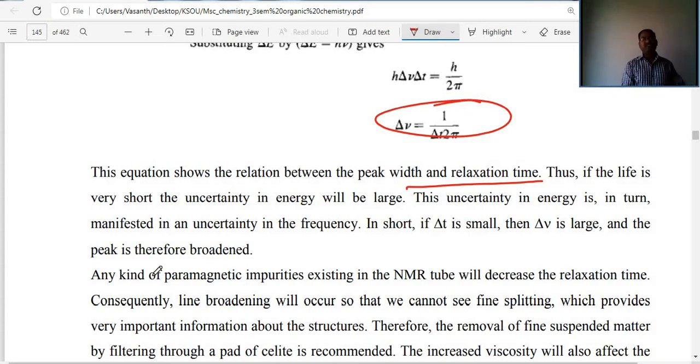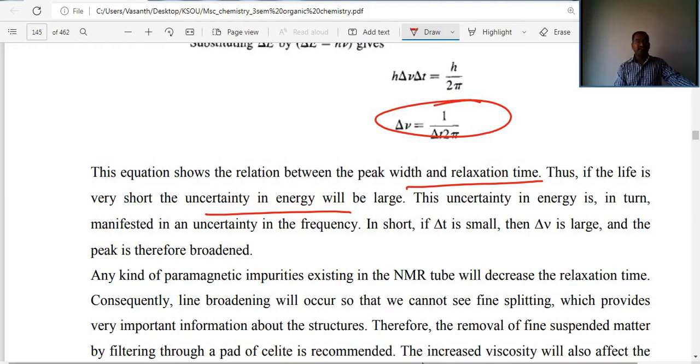If the lifetime is very short, the uncertainty in energy will be large. The uncertainty in energy is in turn manifested in an uncertainty in the frequency. In short, if delta T is small, then delta V is large, and the peak is therefore broadened.